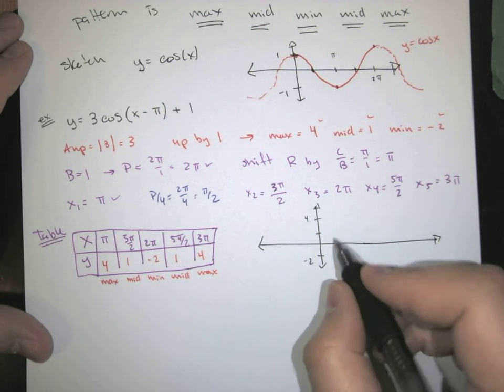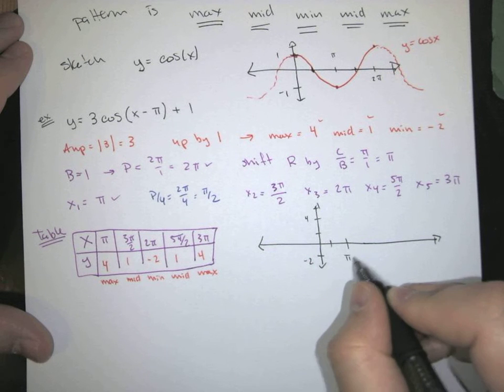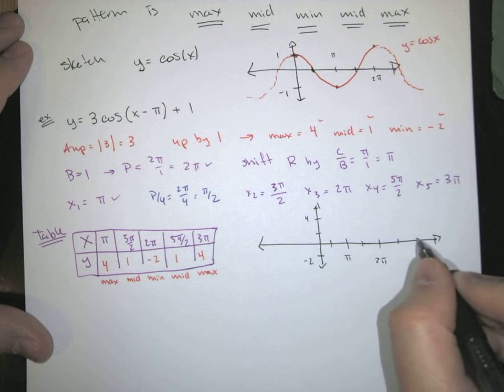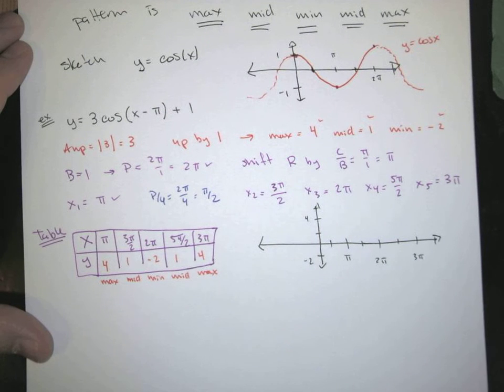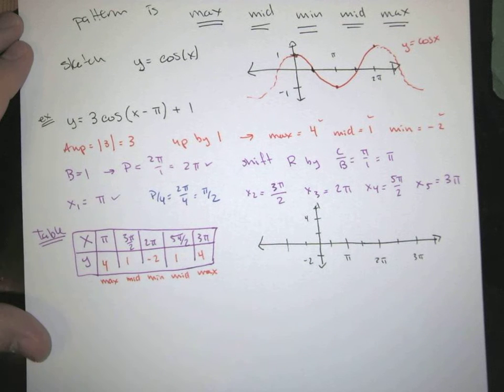Where are we going? So pi over 2. This is pi over 2, so that's 1 pi. 2, that's 2 pi. That would be 3 pi. Put it all on the paper. What do we got?